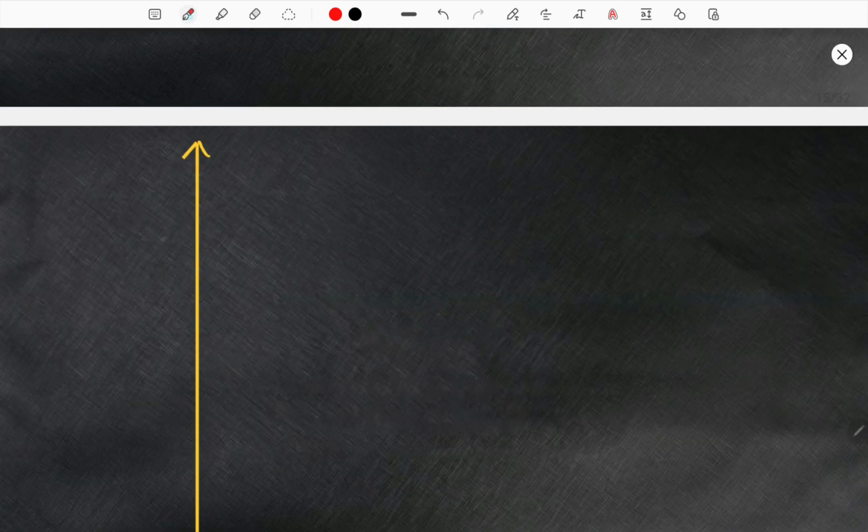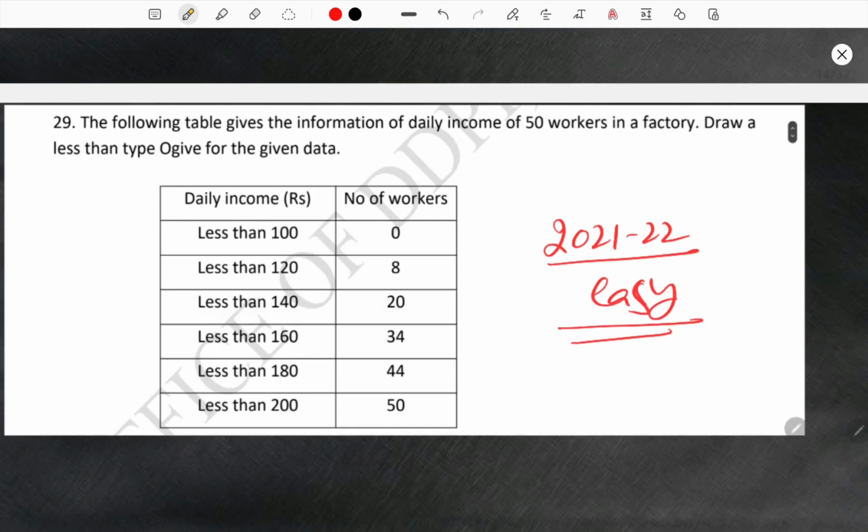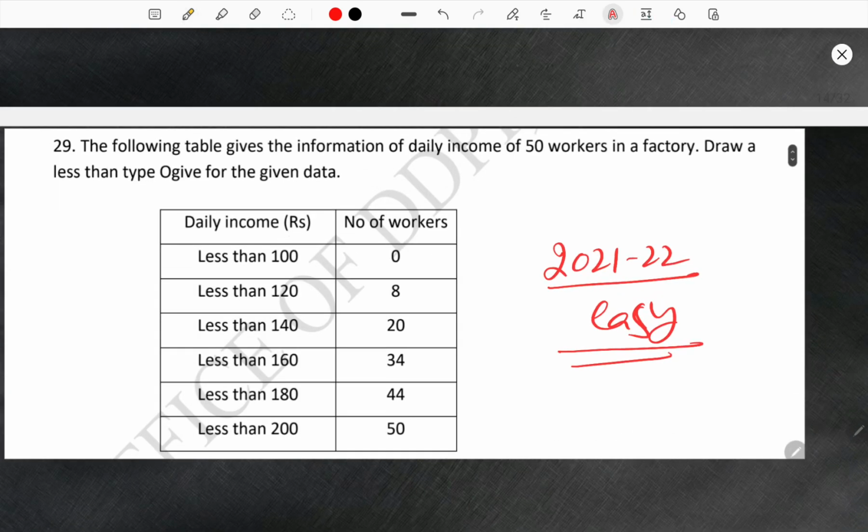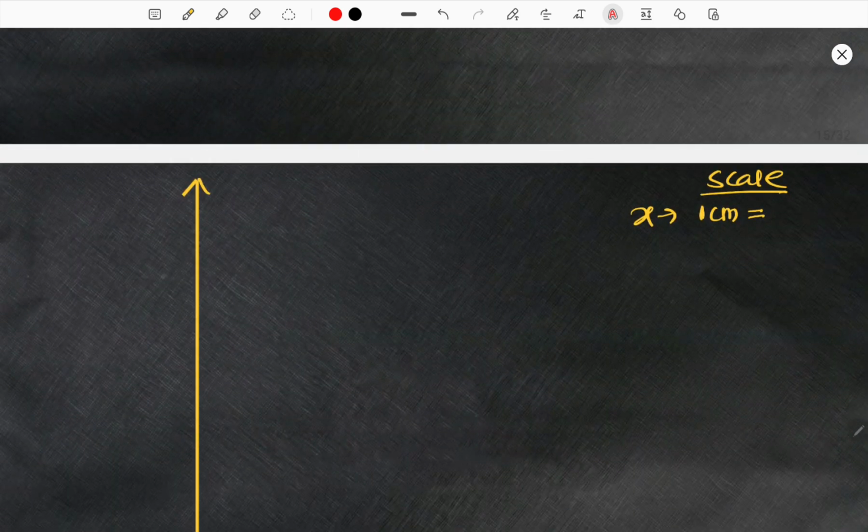Alright, so how are you going to write the scale here? This scale is very important. This scale on the x-axis is like 1 centimeter is equal to, how much is that? What is given here? Rupees. 1 centimeter means how many rupees have you taken? 20 rupees. So you have to write 1 centimeter means 20 rupees. Whatever is given, accordingly you have to take the scale.